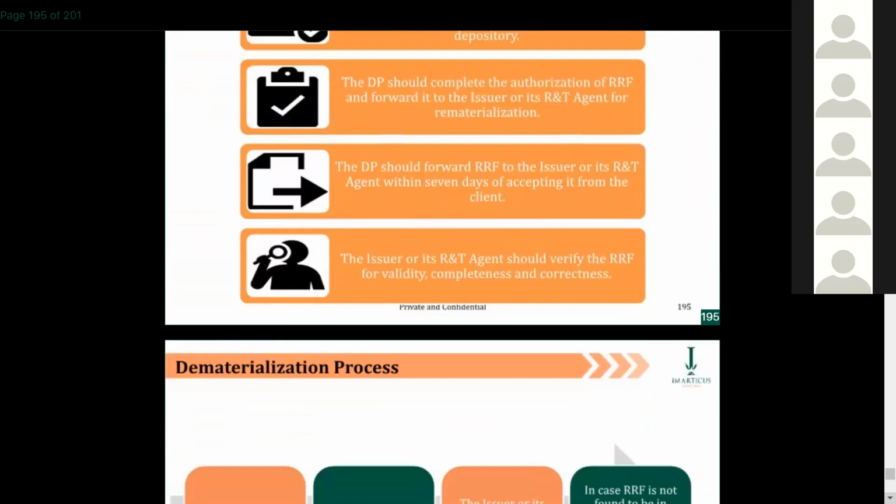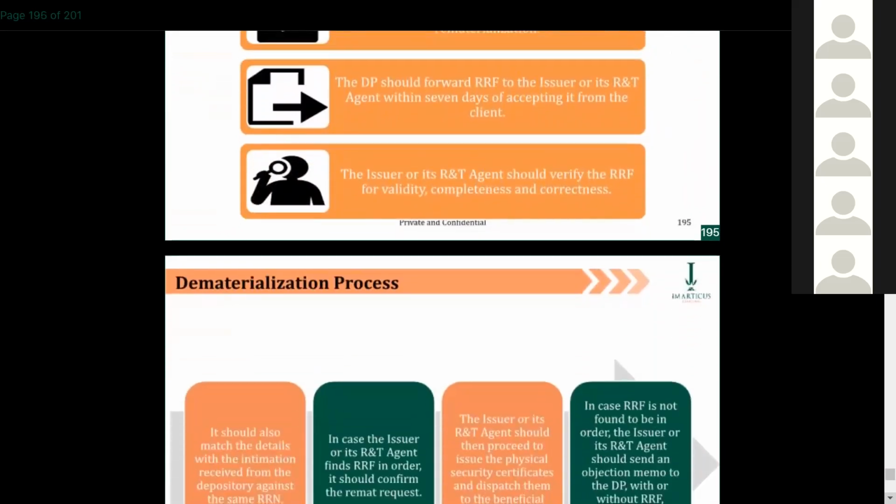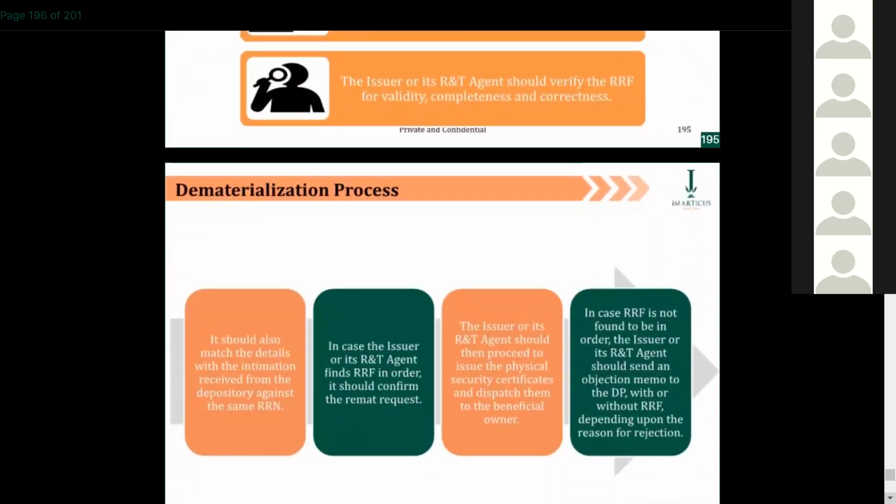The issuer should verify the RRF for validity, completeness and correctness. Also, it should match the details with the intimation received from the depository against the same RRN. So that's why, if you see, there is interconnectivity between the DP, the depository and the RNT.